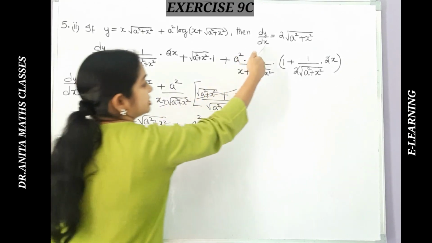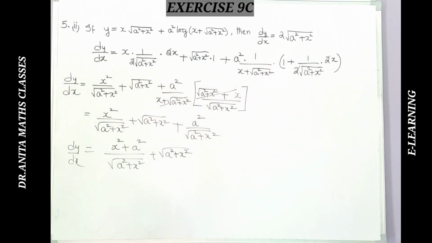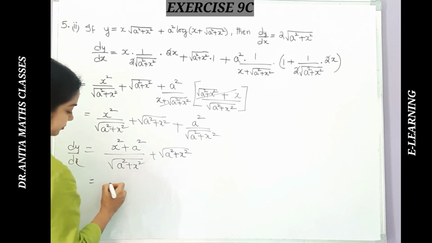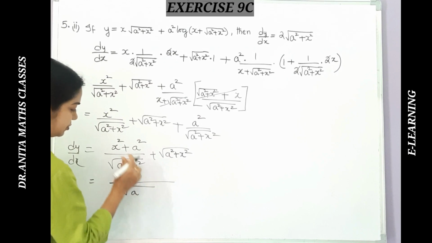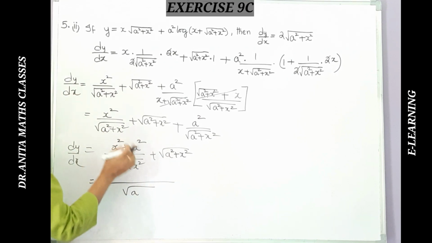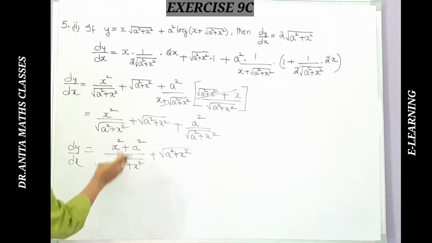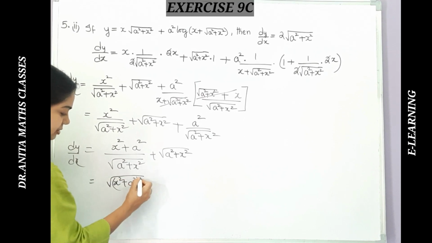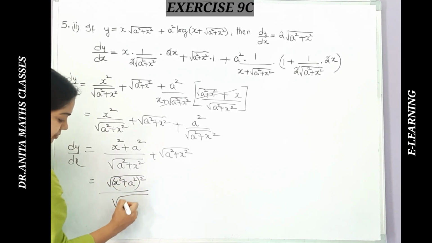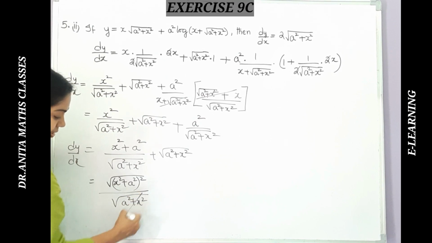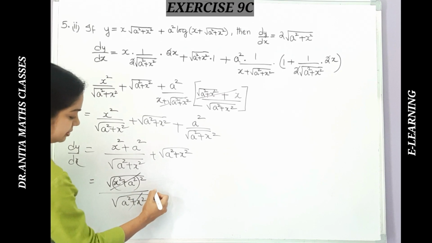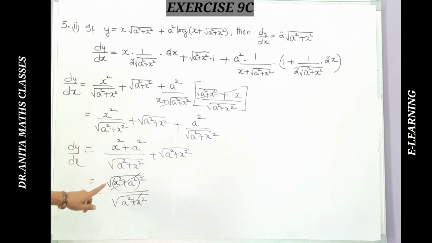Still further, we have to get this 2 under root of a square plus x square. So if you do the LCM, the same thing comes here. You can cancel these two, and you can write this as x square plus a square, whole square under root. So a square plus x square, you can cancel off one. I can write this as x square plus a square, so I can cancel off this complete thing, you get one square root, isn't it?